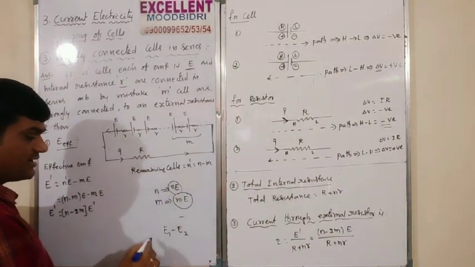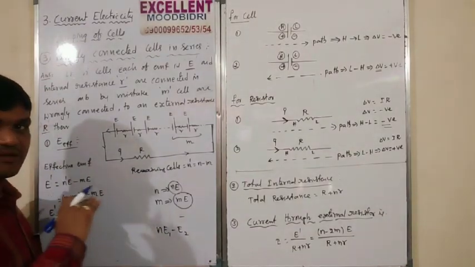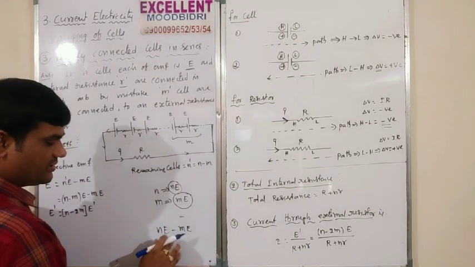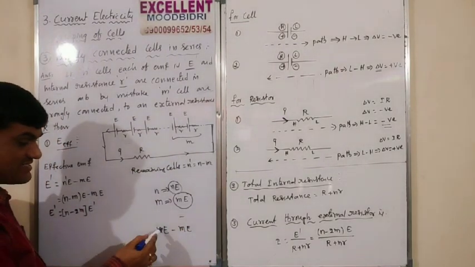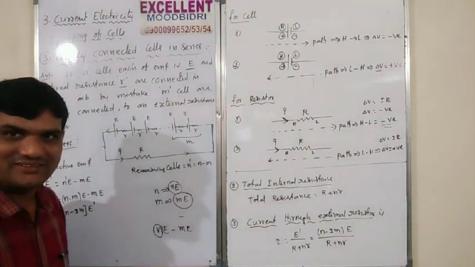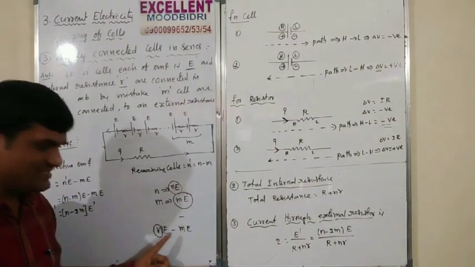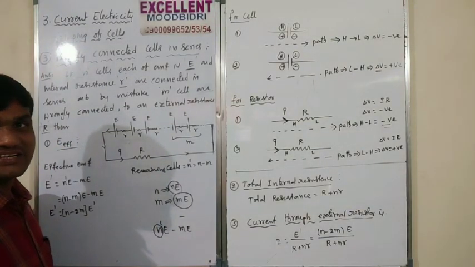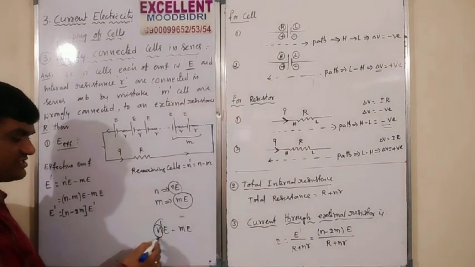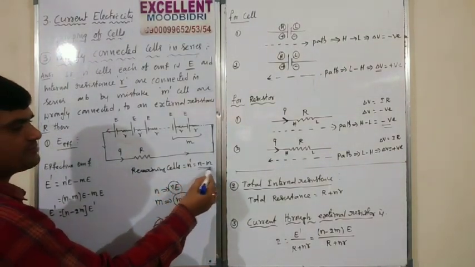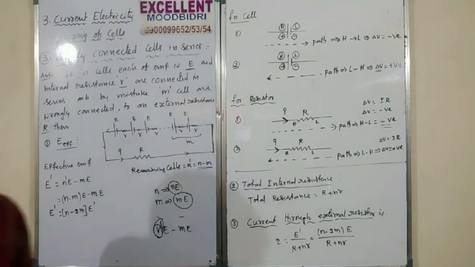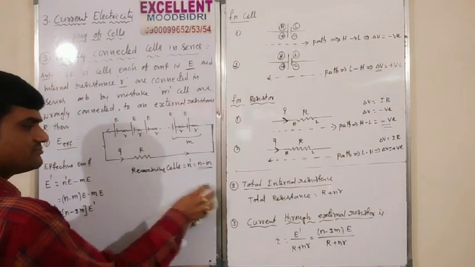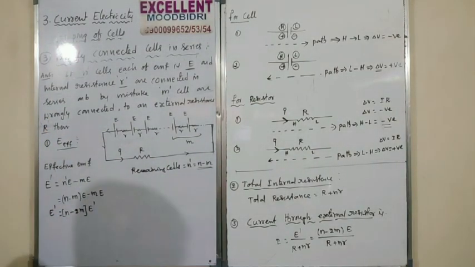That means N cells are connected in series in the same order, and M cells are connected in reverse order. But here N is not the total number of cells. Already M cells are over, right? This is the remaining cells. Remaining cells we will consider as N dash. So N dash is equal to how much? N minus M, the remaining cells. How many cells are connected in reverse order? M cells. The remaining cells are N minus M. Correct? You have to remember that point.